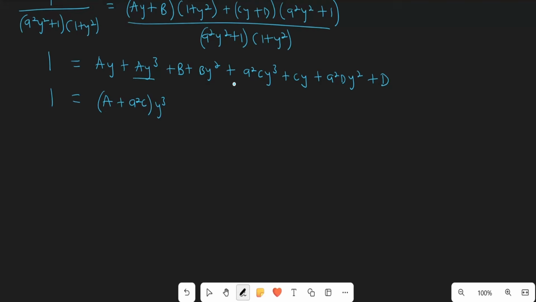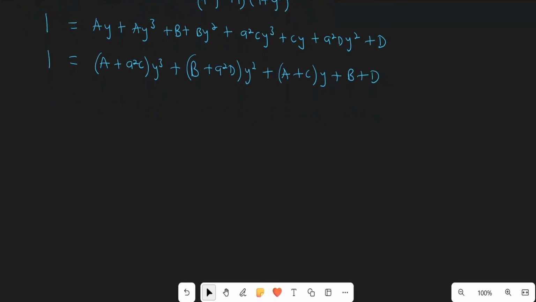That is this one and this one, bringing them together and factorizing y to the third. And then for the y squared terms, we have b and then a squared times d. This is y squared. That is this one and this one. Next is the y terms. So that is going to be a and then c. That is ay and then cy, right? And then constant terms, you have b plus d.